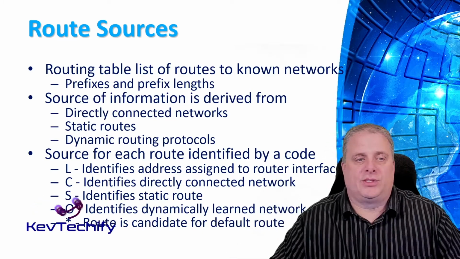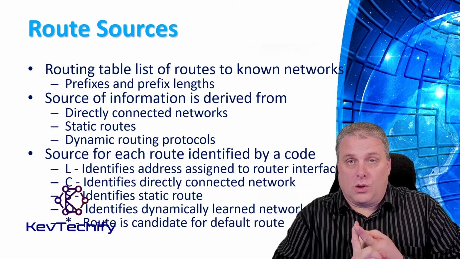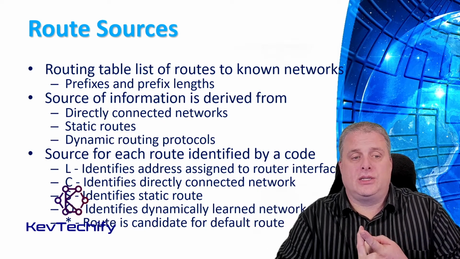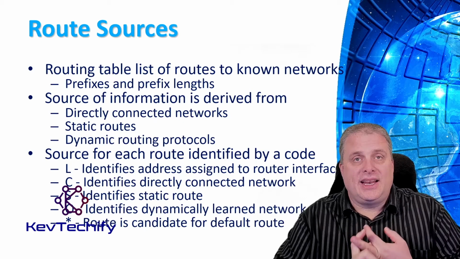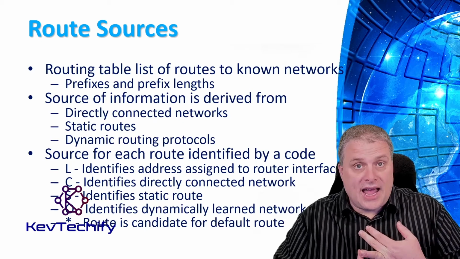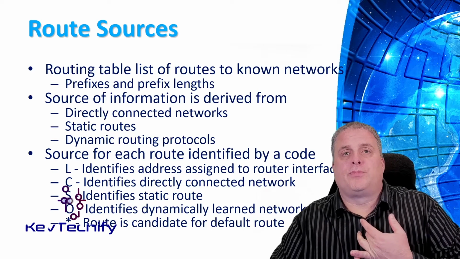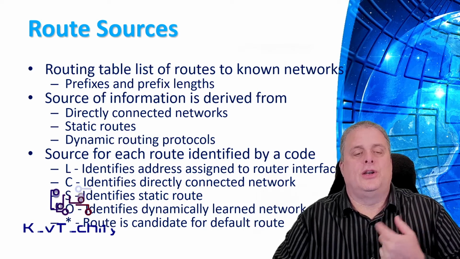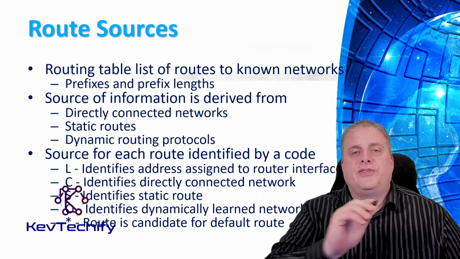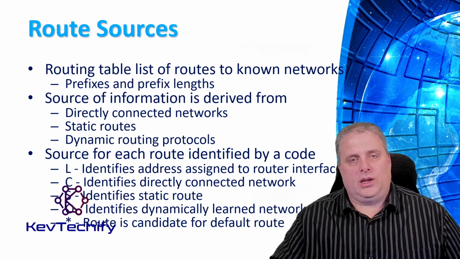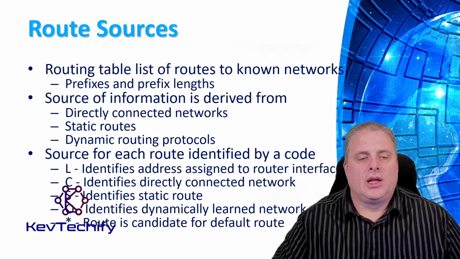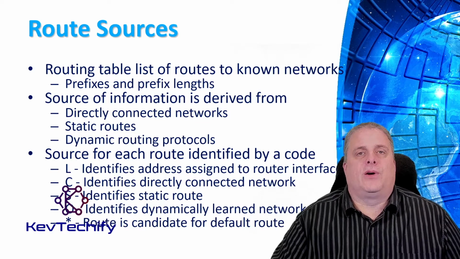It's OSPF. So L is that local link address. C is for that connected address. S is for the static route or static network. And O is for an OSPF dynamically learned network. And if there's an asterisk in that routing entry, in that routing table, that route is a candidate for the default route.